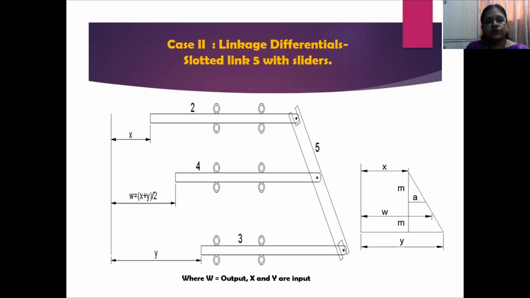Now let us go to case 2, that is linkage differential. That is considering here a slight modification in the previous step. The link 5 in the previous case study was taken as a roller, fixed to link 4. Now that link 5 is replaced with a slotted link, which is called link 5 this one. You have slots over here as well as here.